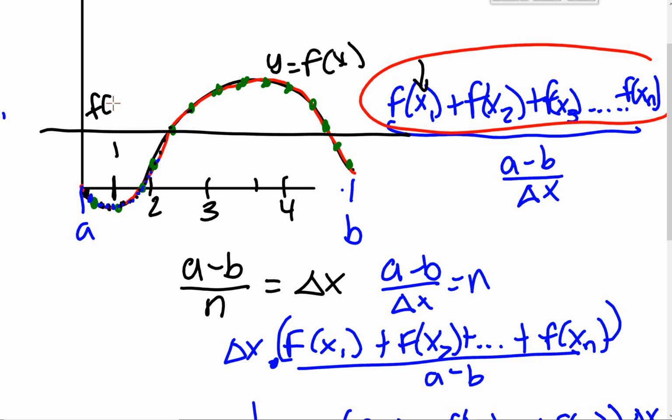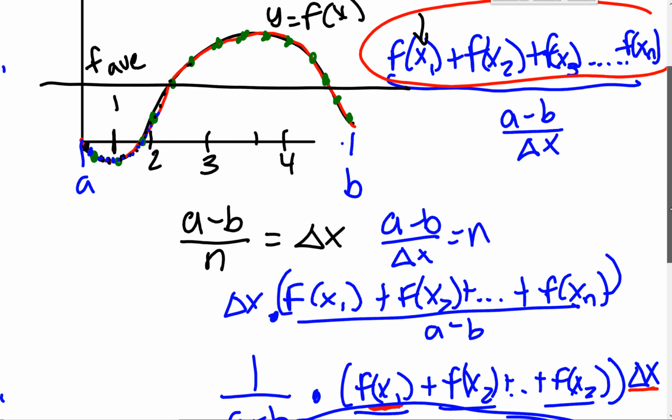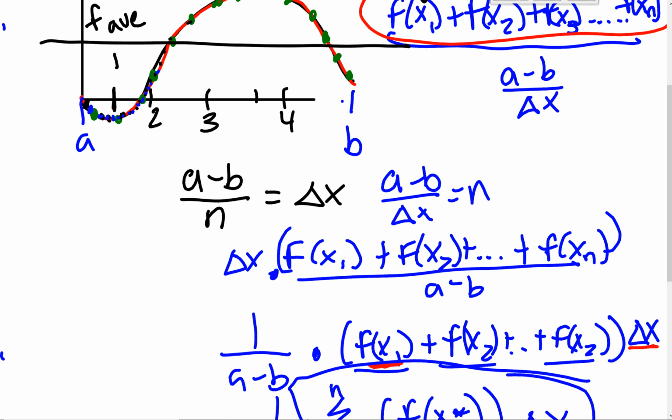This would be our f ave, our average value of a function. We can find that average value by taking the integral of our function and then multiplying it by 1 over b minus a. So I have to have an a and a b where I'm going, and there's some y value that one x value will give us. So this is a y value.